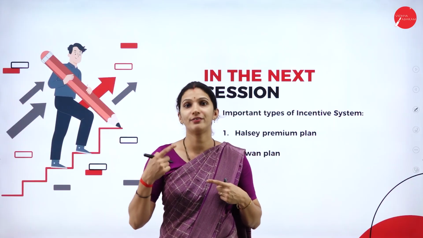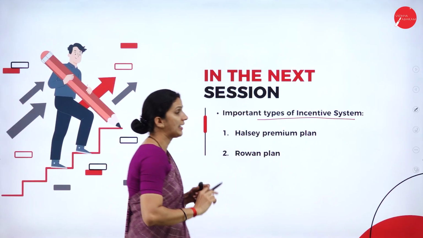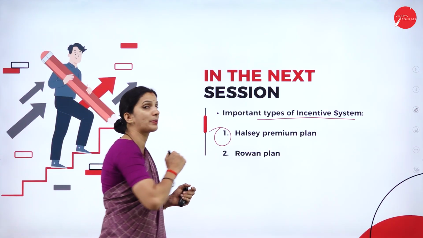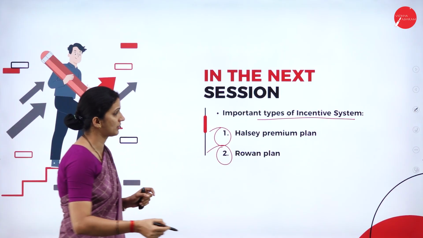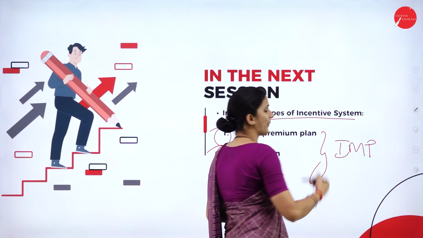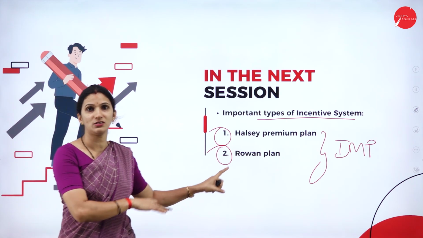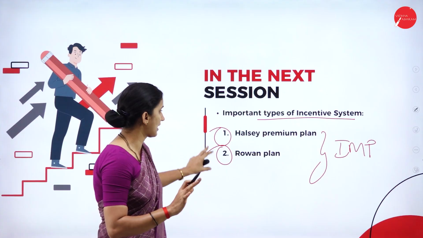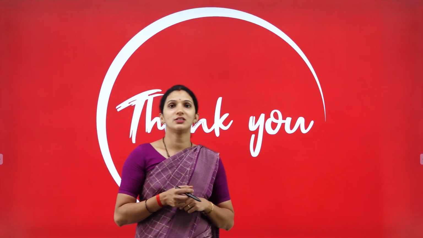In the next session, we are going to solve and see the important types of incentive systems that we have. One is Halsey's premium plan, and the second is Rowan's plan. These two are important wage calculations that you can expect for 10-mark questions and sometimes for 5-mark questions. We will see that in the next session. This is all about today's session.